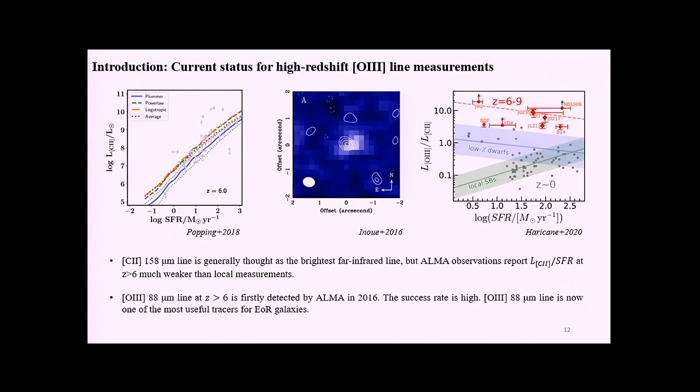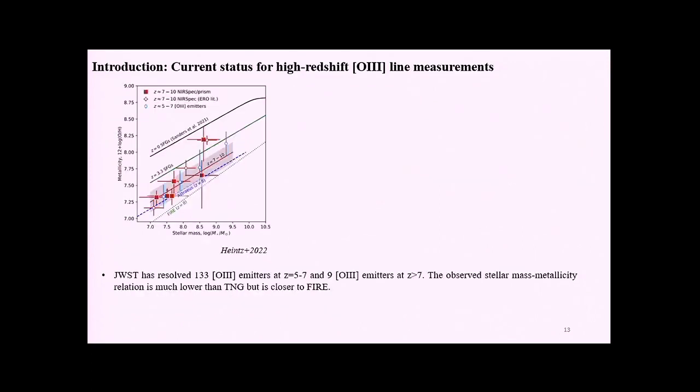This is very interesting. Anyway, due to this observational result, the O3 88 micron line is now one of the most important high redshift galaxy tracers. Moreover, during its very first year of operation, the James Webb telescope has already successfully resolved 133 O3 optical emitters at redshift between 5 and 7. It also resolved the O3 optical signal for 9 emitters at a redshift higher than 7. Those observational results already start to pin down the stellar mass versus metallicity relation at high redshift, as highlighted by this red curve.